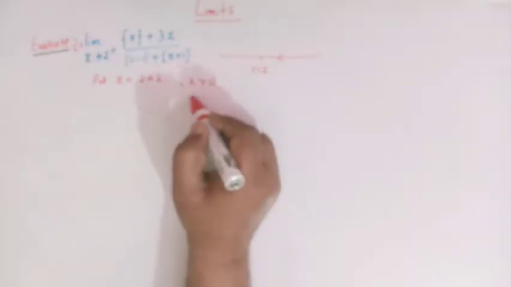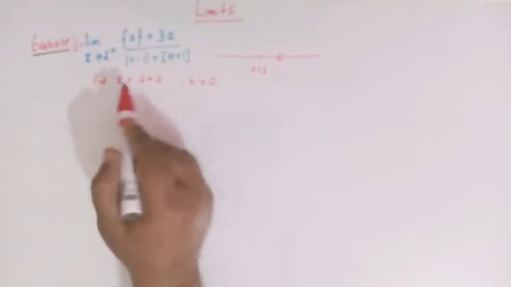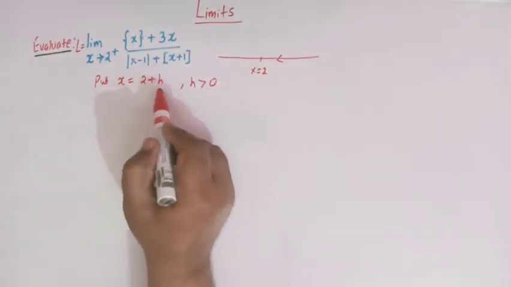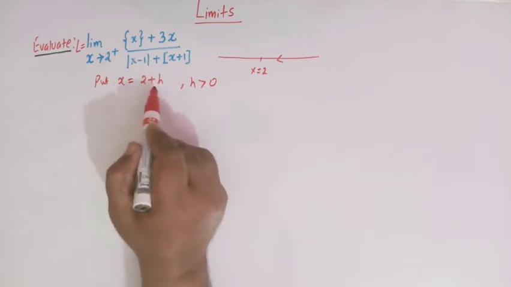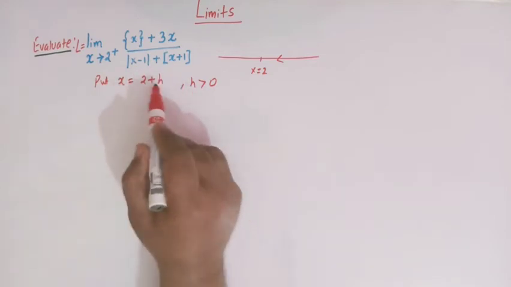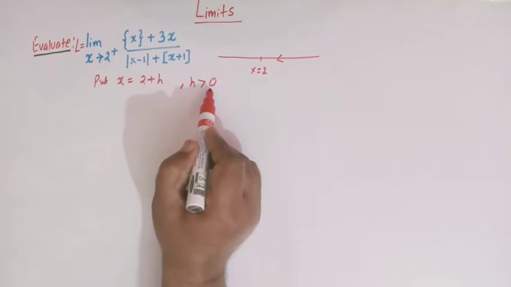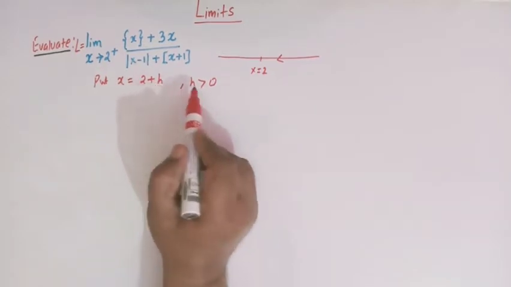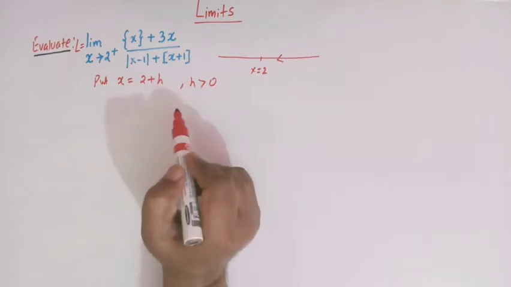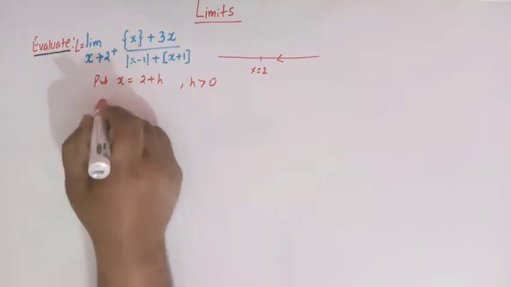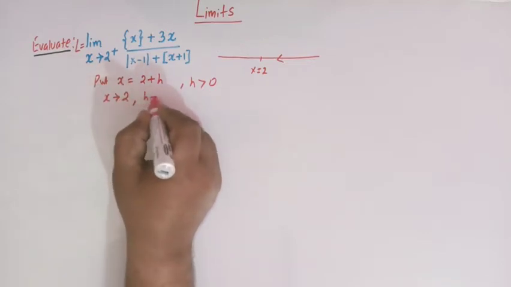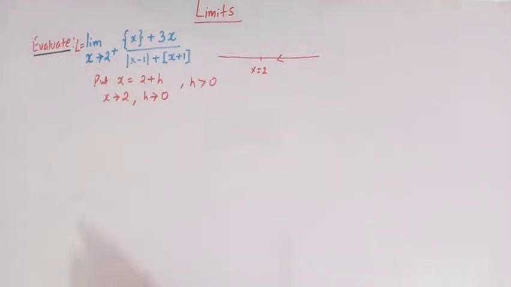One important thing is that when we substitute x is equal to 2 plus h, this h is a very important quantity. This h is greater than 0, which implies that h is a positive number, but it is very small. Now when x tends to 2, obviously h tends to 0.